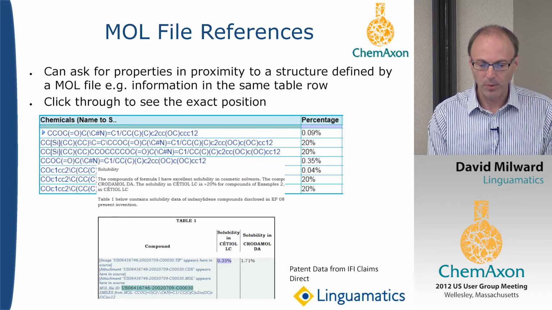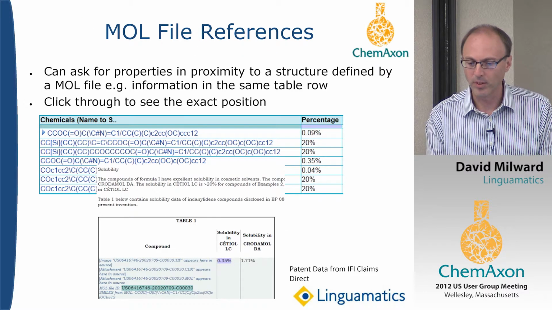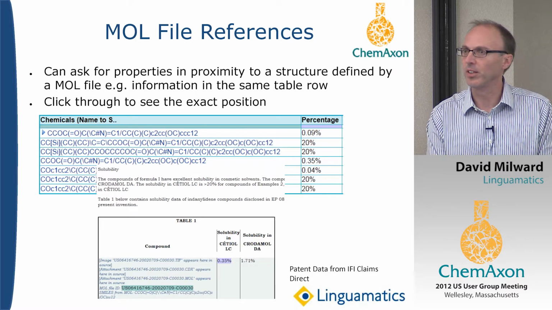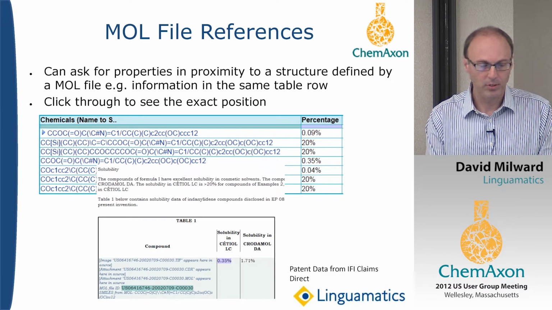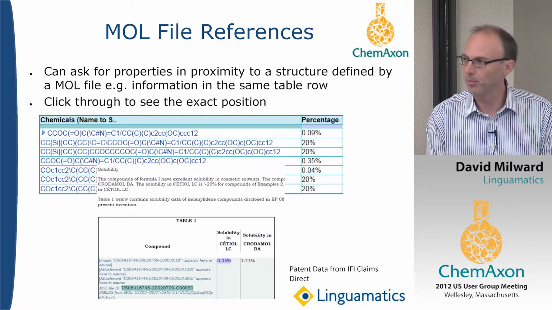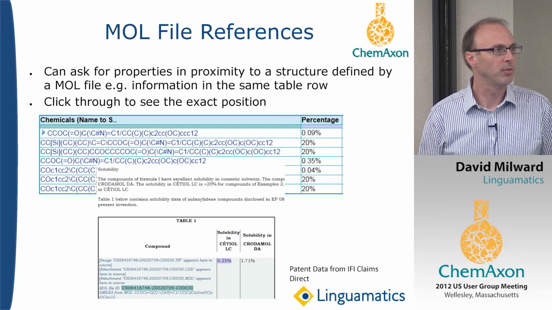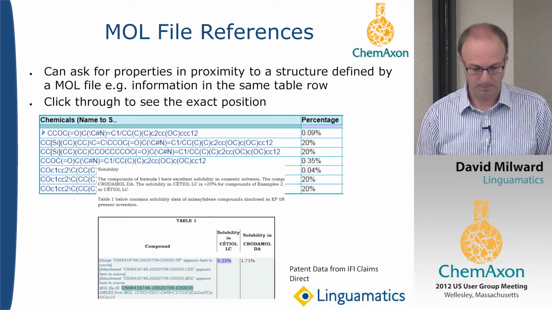So once we've done that, we're then getting out the SMILES strings for the MOL files. And similarly, in this case, we've got MOL files mentioned in tables. We're pulling out solubility percentages within that table. So again, we're connecting to the precise position of a MOL file in the document so we can extract information that's mentioned about the particular compounds.